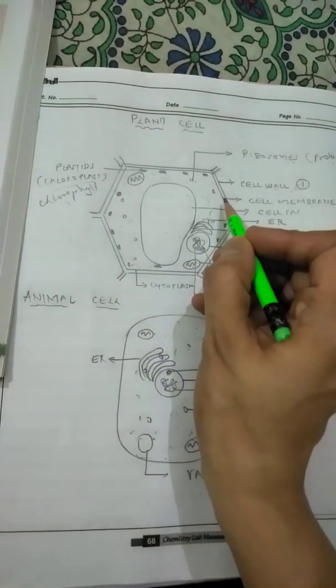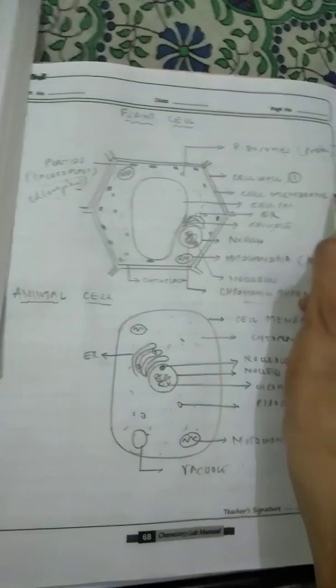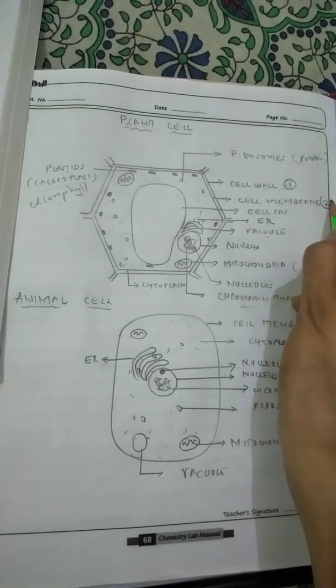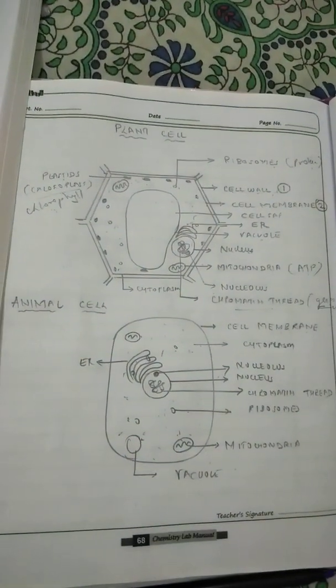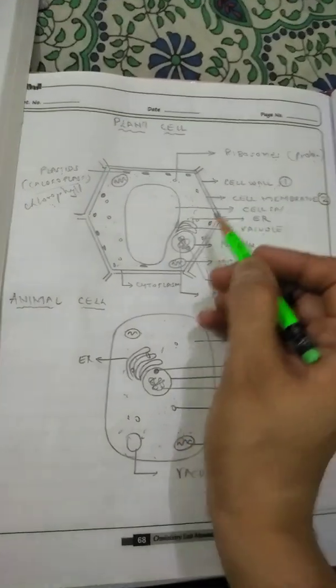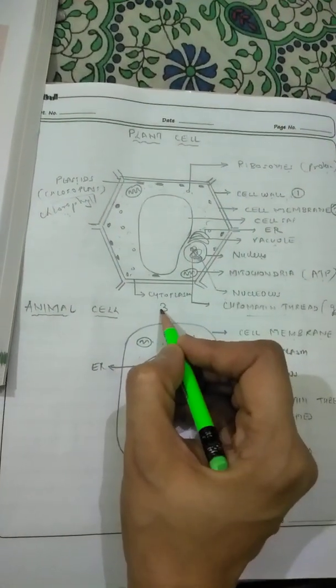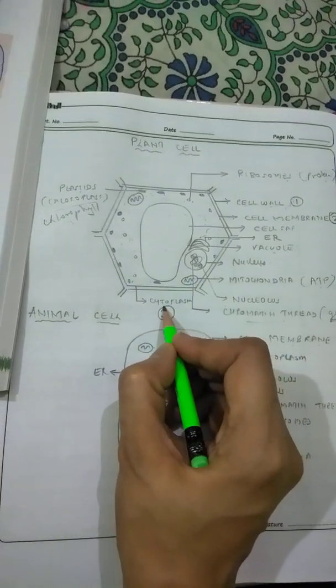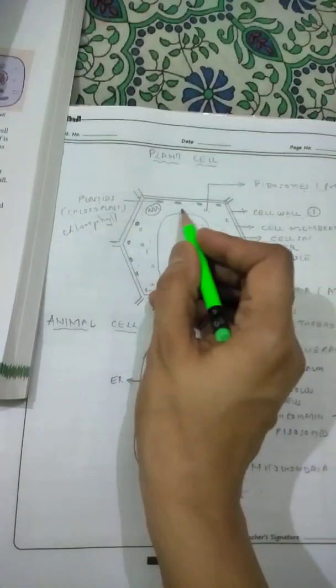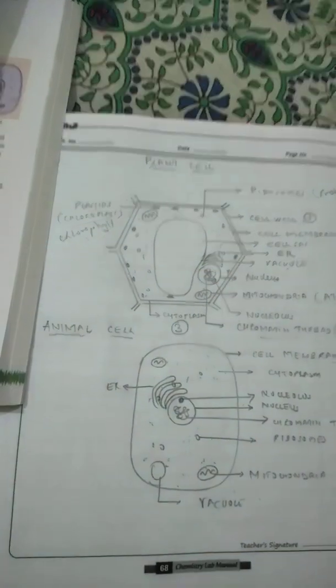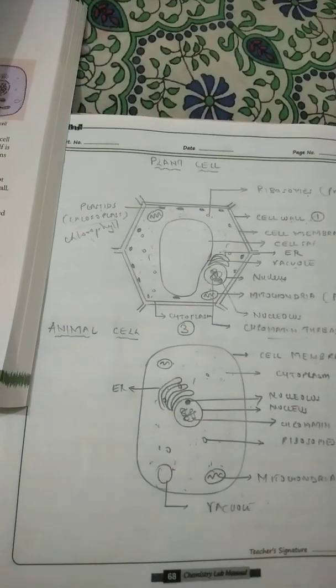Inner to cell wall you all can see a second lining. This second lining is called as cell membrane. This cell membrane encloses a liquid inside it. This liquid is called as cytoplasm. The dotted structure that you all can see over here, it is called as cytoplasm.